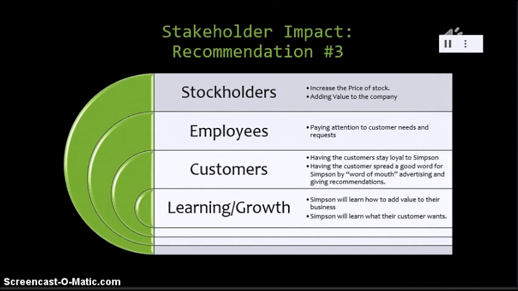Stakeholder impact for our final recommendation. Once again, we see an increase in the price of stock as well as value added to the company for the stockholders. Employees will pay more attention to customers' needs and requests. Customers: having customers stay loyal to Simpson, having customers spread good word of Simpson by word-of-mouth advertising and giving recommendations. Learning and growth: Simpson will learn how to add value to their business as well as learn better what their customer wants.